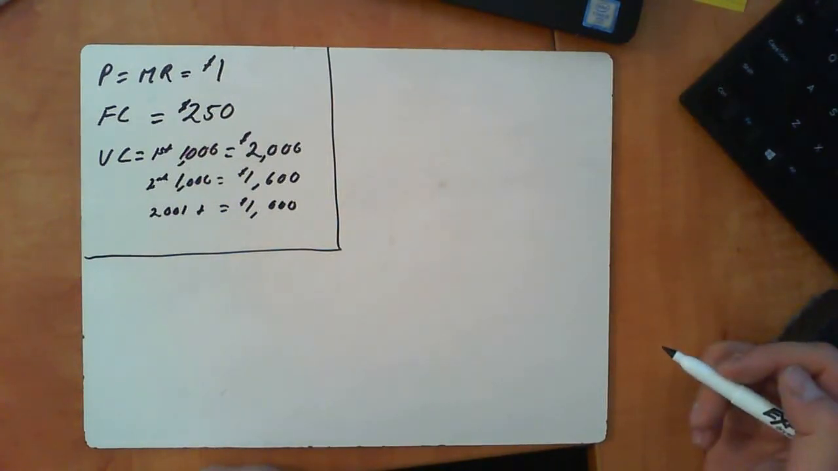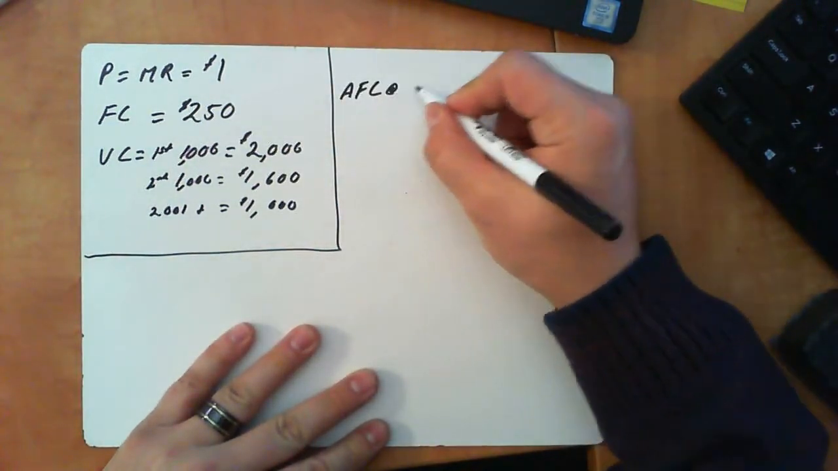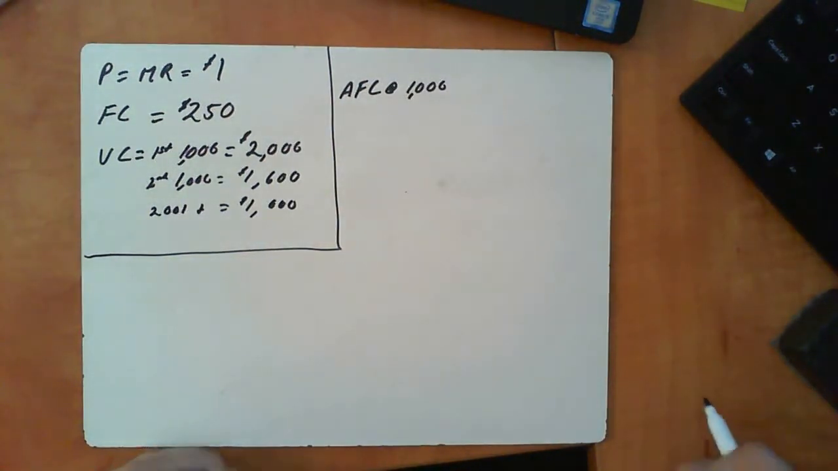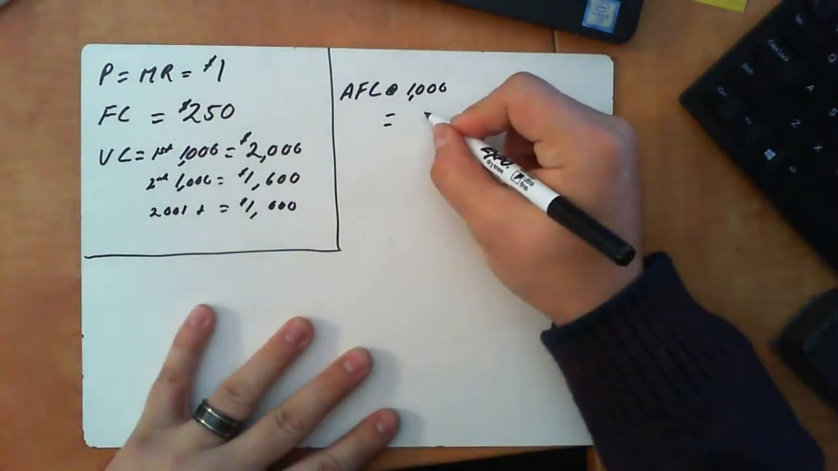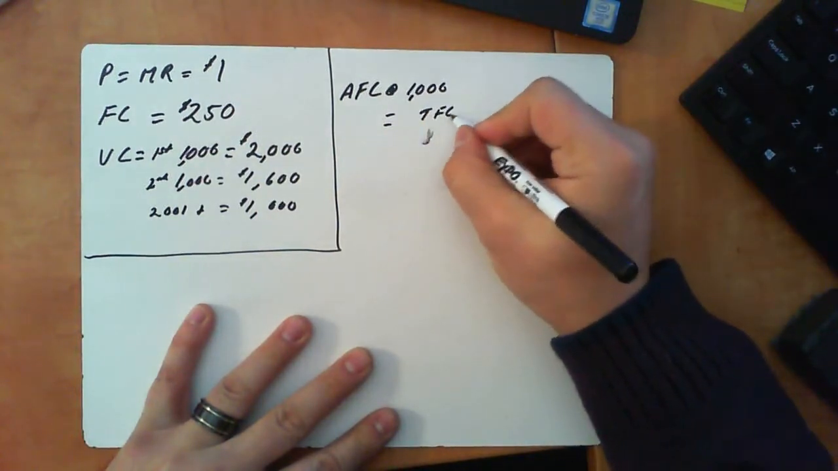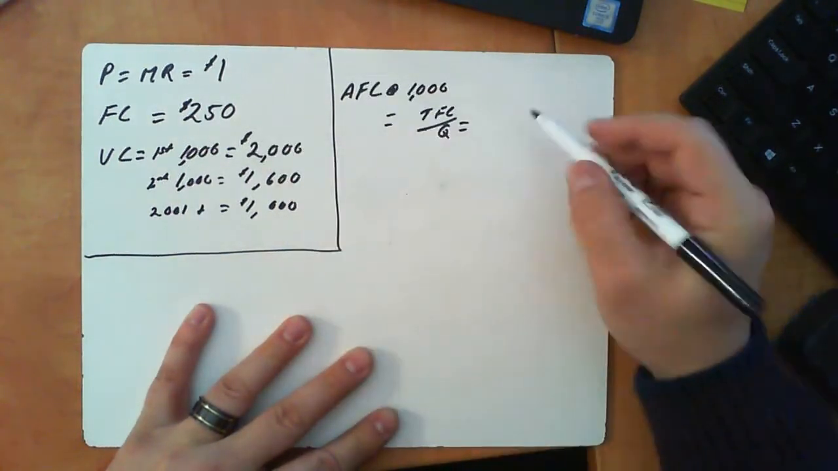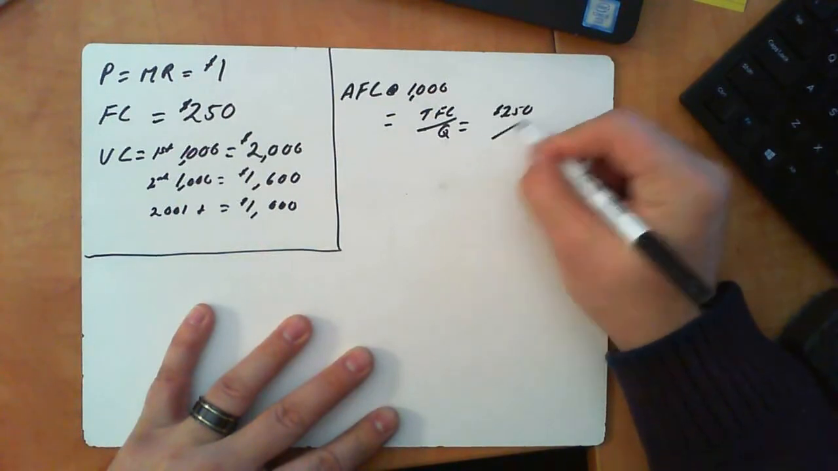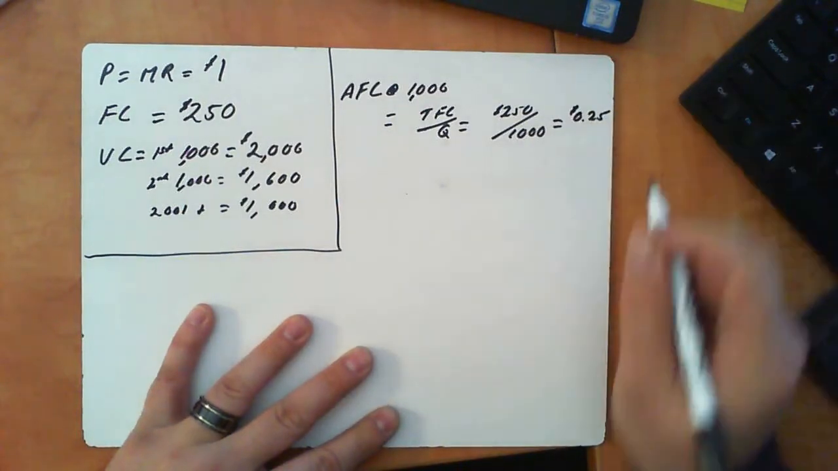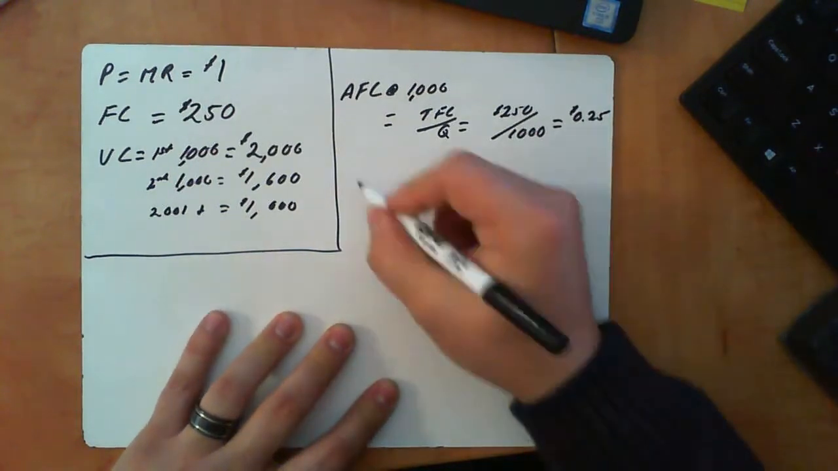What's the average fixed cost per poster if she prints 1,000 posters? So we'll say the average fixed cost at 1,000 posters. Well, simply, this is equal to our total fixed cost divided by our quantity. Fixed cost is $250 divided by 1,000 posters is equal to 25 cents per poster.